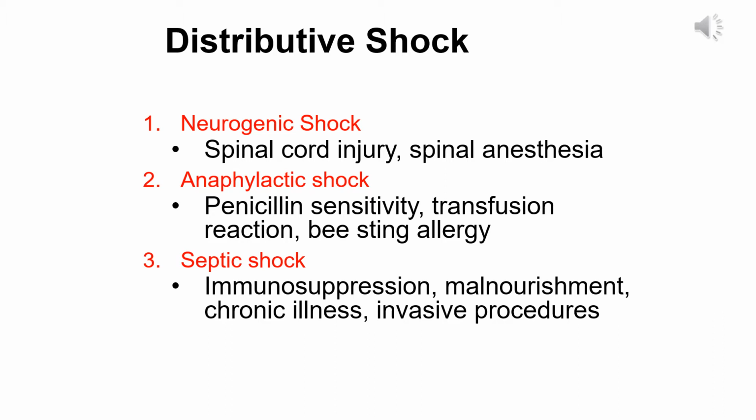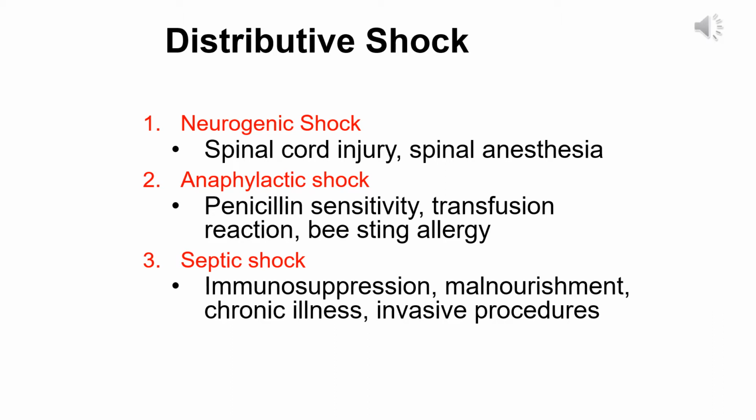neurogenic shock has to do with the spinal cord. Anaphylaxis has to do with a sensitivity reaction, and septic shock has to do with an overwhelming systemic infection. Some of the causes or contributing factors to neurogenic shock are spinal cord injury and spinal anesthesia.